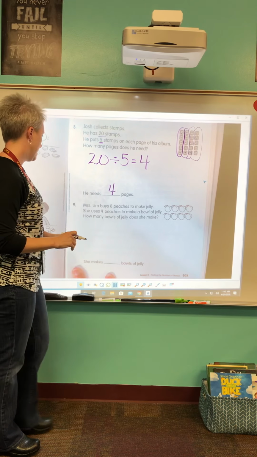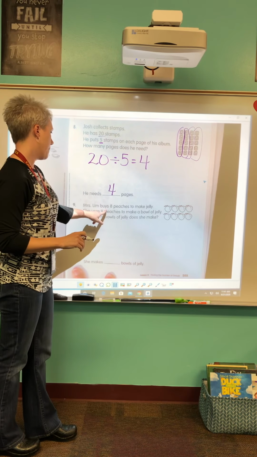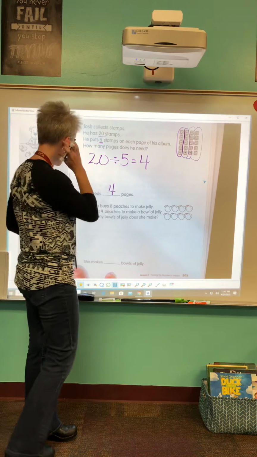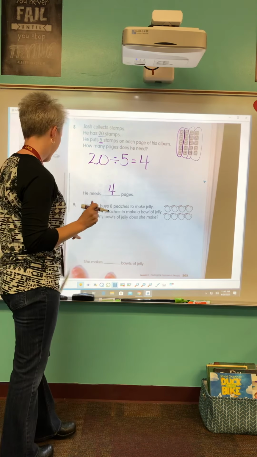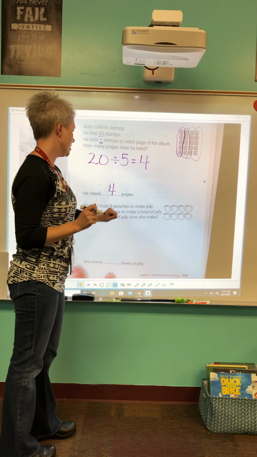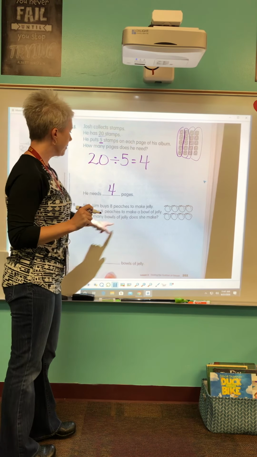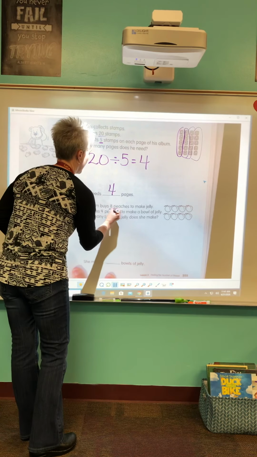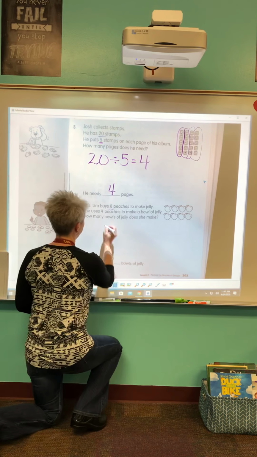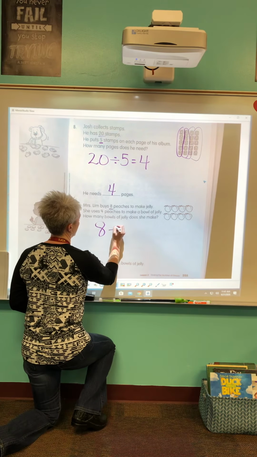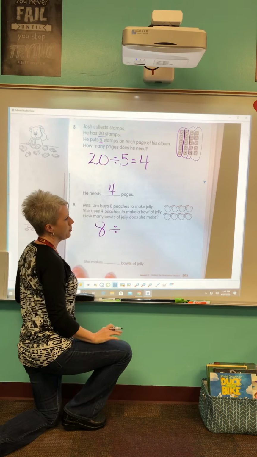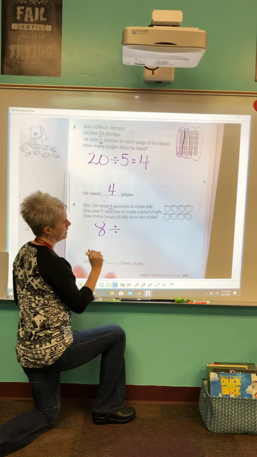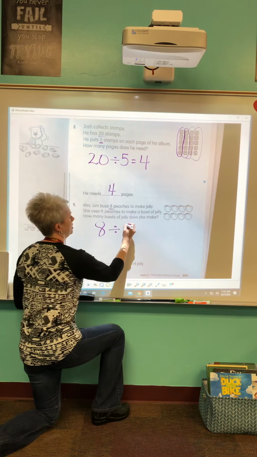Number 9. Miss Liam buys 8 peaches to make jelly, and there's our peaches. She uses 4 peaches to make a bowl of jelly. How many bowls of jelly does she make? So she has 8 altogether. That's our whole number. She uses 4 peaches to make 1 bowl, okay? How many bowls of jelly can she make with her 8 peaches?